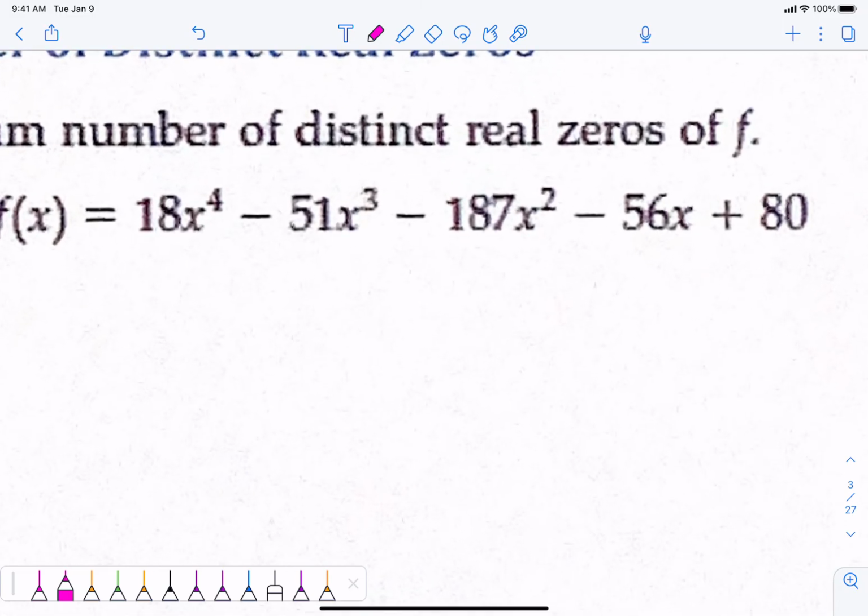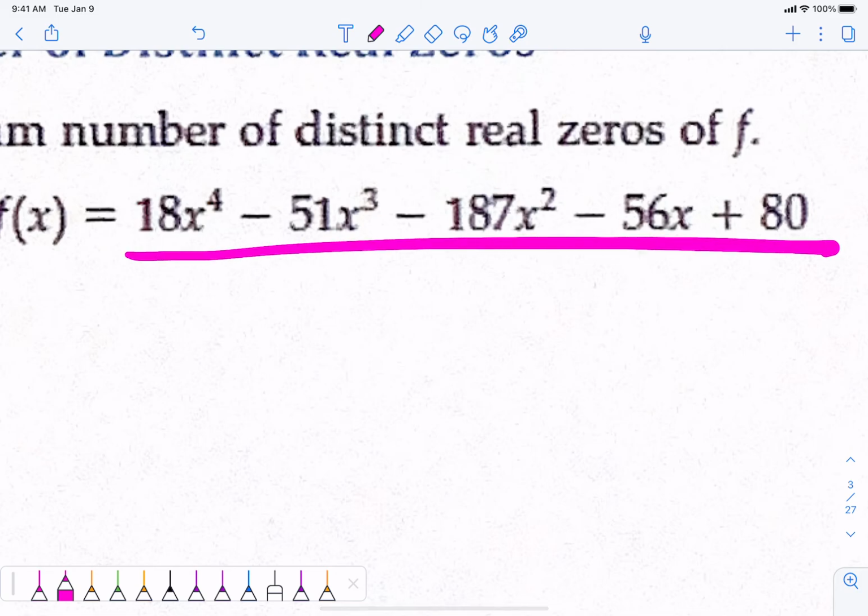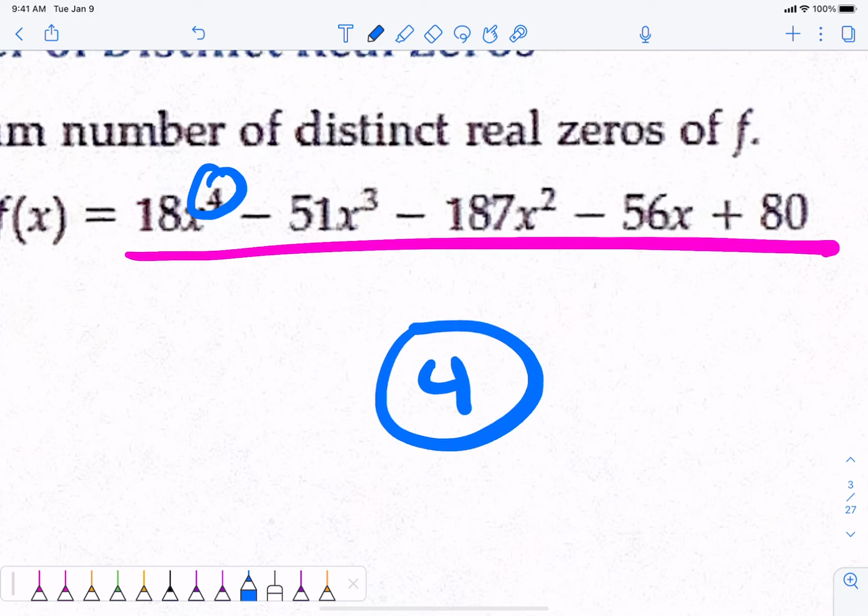Okay, number 9 says this is my polynomial. How many points can this place cross, or how many zeros maximum can this one have? It's a W. But we're not going to plug it in. Maximum. How many places can this thing cross? Look at the highest power. What's the highest power? 4. That's the maximum number of times it can cross. If it's x to the 5th power, that's the highest number it can cross.